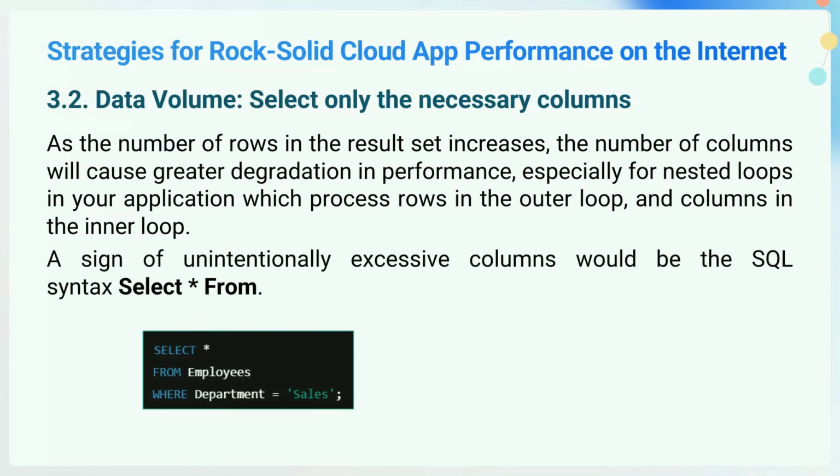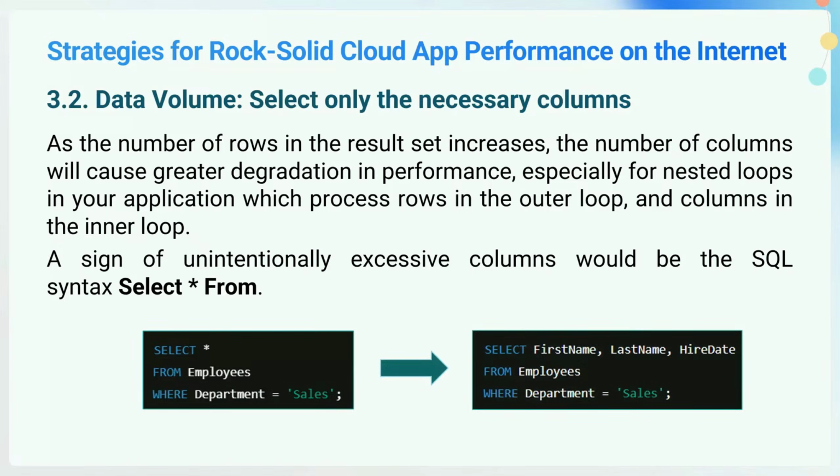A clear sign of unintentionally excessive columns is when you see SQL syntax like select asterisk from, or when a data window selects all the fields from a table, even though not all of them are required by the application. You should pay special attention to these cases when retrieving, for example, more than 50,000 records, and make sure to remove any unnecessary columns from your queries.